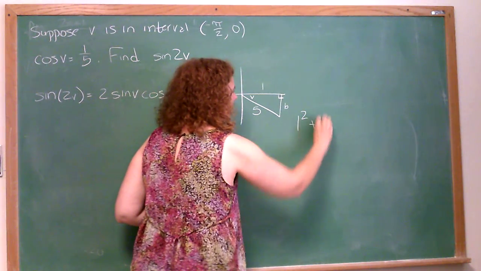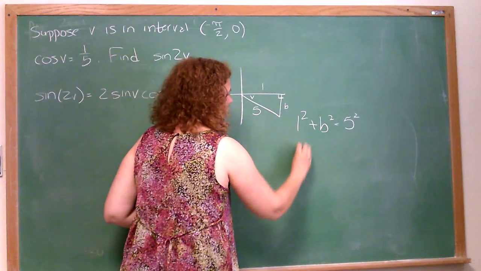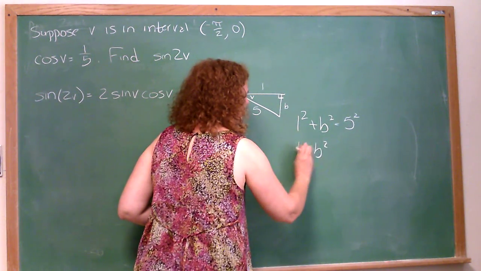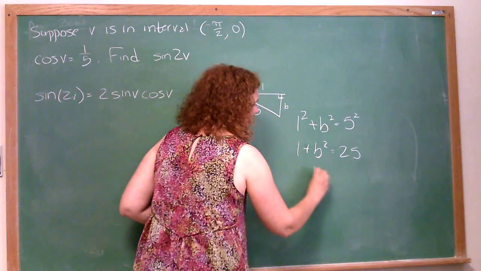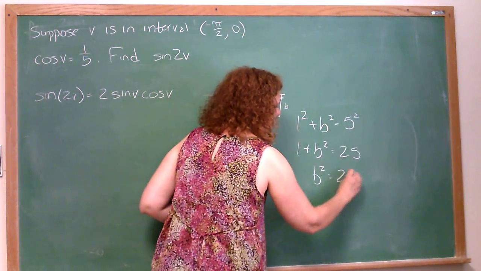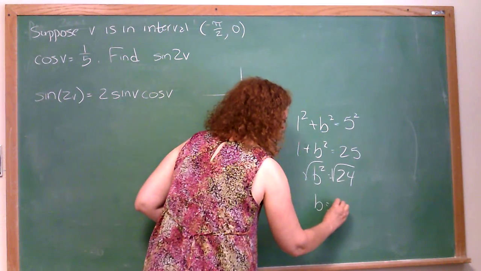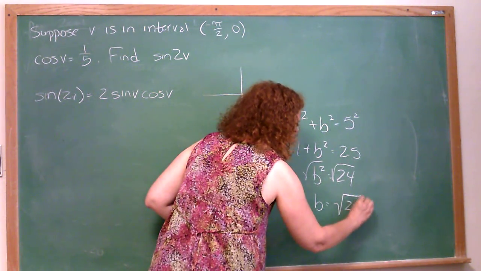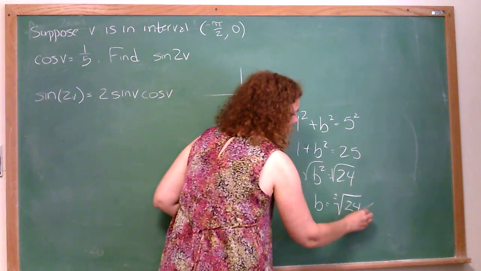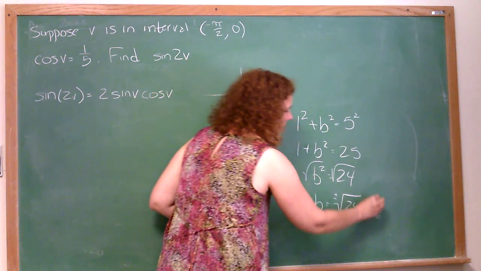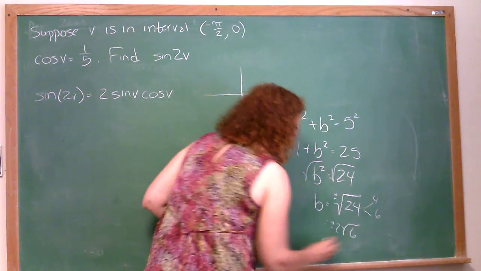1 squared plus B squared equals 5 squared. 1 squared is 1. 5 squared is 25. Subtracting 1 from both sides, b squared is 24. Take the square root of both sides. Alright, now 24 factors into 4 and 6. Square root of 4 is 2. 2 square root of 6.